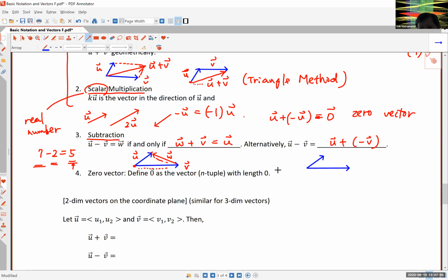Negative v would be something like this. All right, let's identify these. This was u, and this is v, okay? And remember, I said u minus v is just like u plus negative v, right? So if you add u and negative v, then you draw a parallelogram like this. And this will define my sum of u and negative v, and that's going to be this vector here, right? And so what is that?